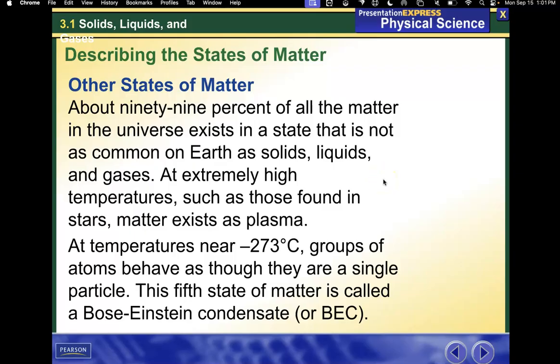Other states of matter. About 99% of all matter in the universe exists in a state that is not as common on Earth as solids, liquids, and gases. At extremely high temperatures, such as those found in stars, matter exists as plasma. At temperatures near negative 273 degrees Celsius, groups of atoms behave as though they are a single particle. This 5th state of matter is called a Bose-Einstein condensate, or a BEC.